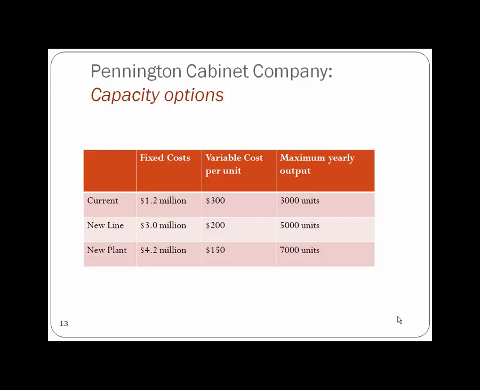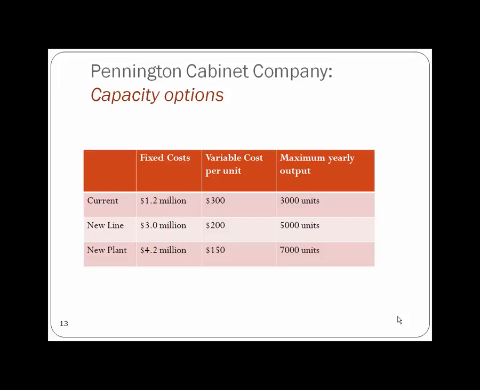Let's suppose we're looking at Pennington Cabinet Company. And Pennington Cabinet Company has three possible capacity options that they'd like to consider. They can stick with the current facility, which has a fixed cost of $1.2 million and a variable cost per unit of production of $300. Furthermore, this current facility has a maximum yearly output of 3,000 units.